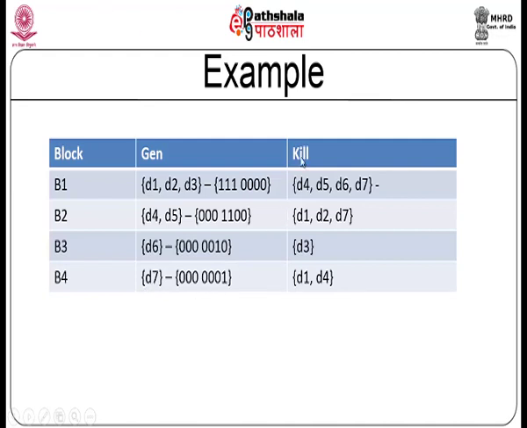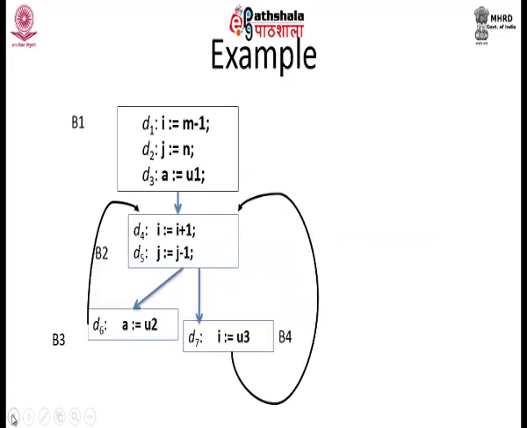Now, to compute kill, as we already know, this definition here kills D4, D5, D6, D7 because this has got I, J and A, and I. So, those three are defined here. So, this will definitely kill D4 to D7, that is the kill of B1.